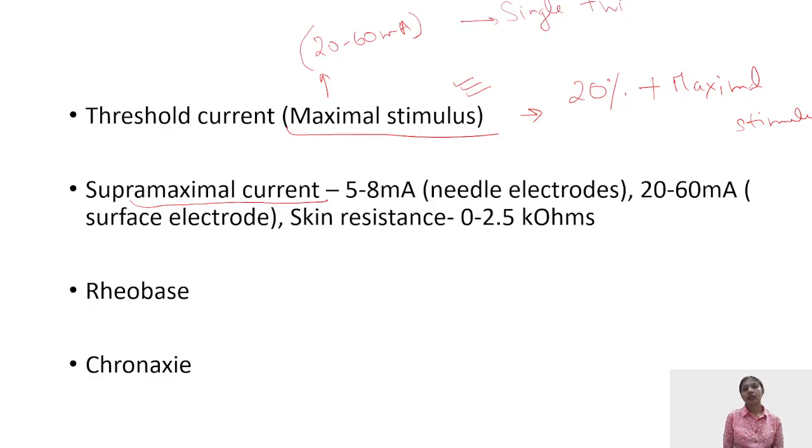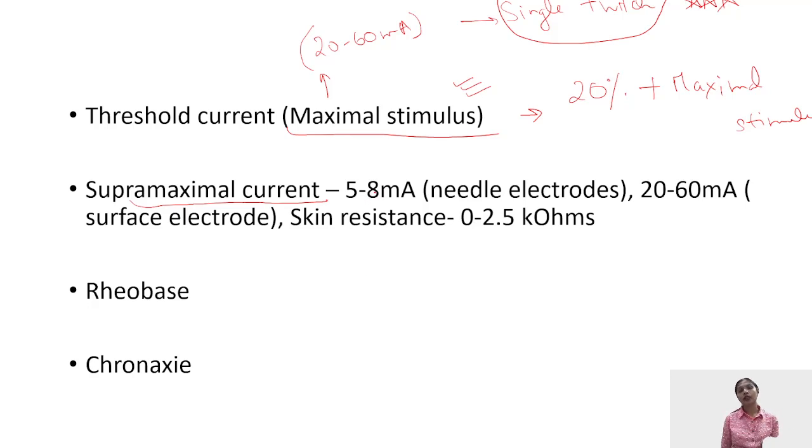But the other way to find this out is single twitch. Single twitch can help us to find which is the maximal stimulus required for the muscle contraction. Please remember this. If asked how are you going to decide the maximal stimulus, you can do it with the help of single twitch, because it will help us to know whether the muscle is contracting or not. If it is not contracting, then we'll increase the milliampere, and the milliampere at which we have a respectable twitch is taken as the maximal stimulus. We add 20% to it, so a supramaximal stimulus is delivered.